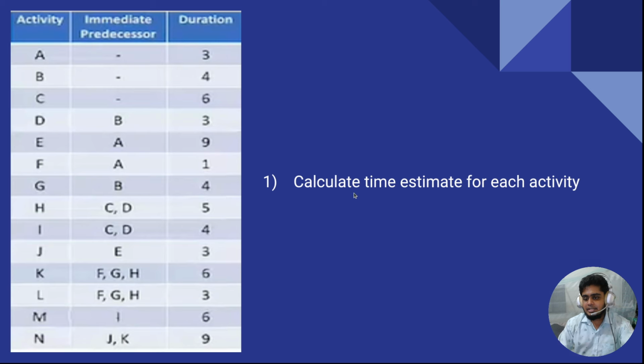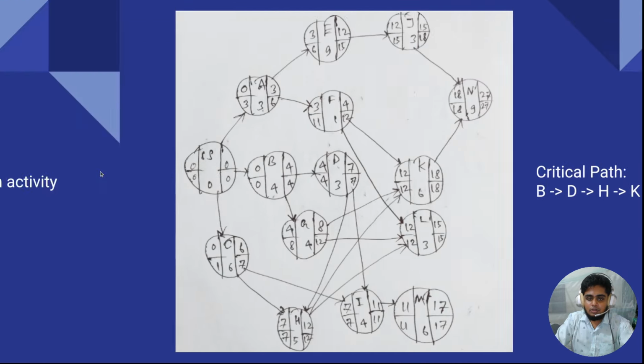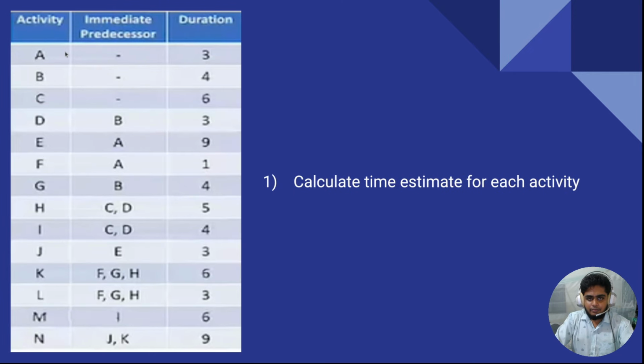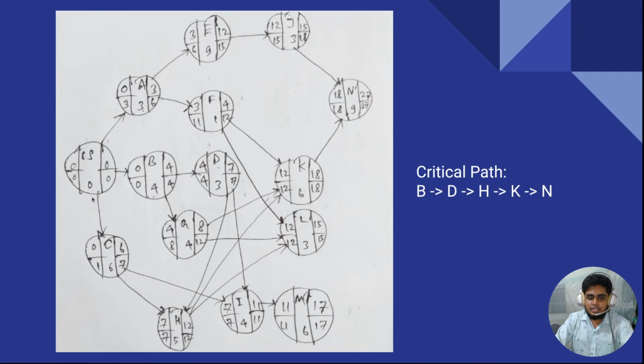Okay, the question here is basically to calculate the time estimate for each activity, or I can say the critical path. This is the critical path analysis. So this is the answer. You can see that this is the starting node, because there are a total of 3 activities, A, B, and C, with no intermediate predecessors. That's why I always have to start from a starting node. So this is the starting node S, and this is activity A, activity B, and activity C, and all those activities came from this starting node.